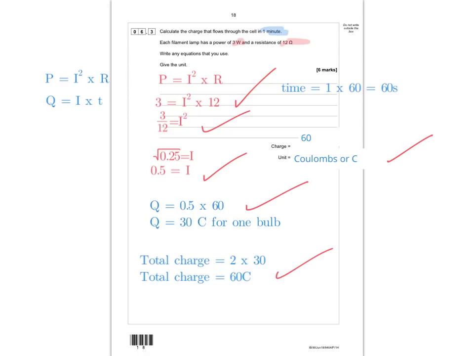So you remember 1 for substituting into the P equals I squared times R equation, 1 for rearranging and getting an answer of 0.5, and then 1 for doing Q equals I times T and 0.5 times 60, and then the final mark for getting the 60 coulombs. So please check through all your work and make sure you're happy with how that's marked.